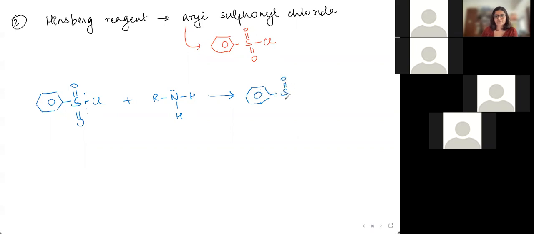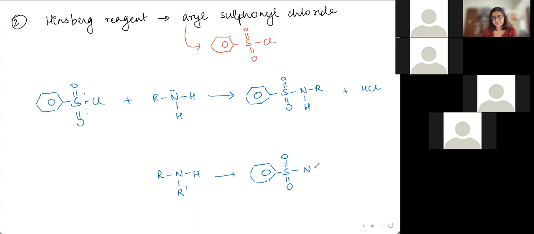S double bond O, double bond O. In place of Cl, nitrogen, one hydrogen is lost, one is still left, and then you have R, plus HCl. In the case of secondary amine, you have R, N, this hydrogen is there, or let's put it over here, and then R dash. So the product is going to look very, very similar, just that you're going to have alkyl groups on both sides.